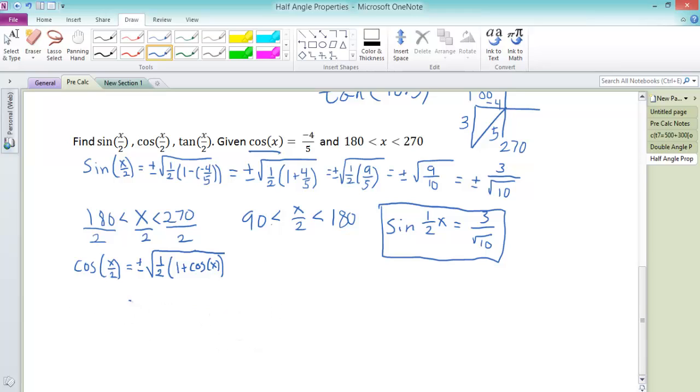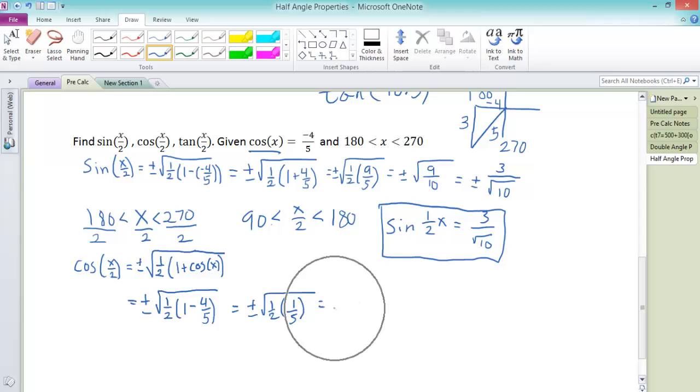So this is going to be equal to plus or minus the square root of 1/2 of 1 minus 4 over 5, because adding a negative is the same as subtracting, which is equal to plus or minus the square root of 1/2 of 1 over 5, which is the same as plus or minus the square root of 1 over 10. And being that that isn't a perfect square, we're just going to leave it like that. But now we need to figure out what to do with this plus and minus.